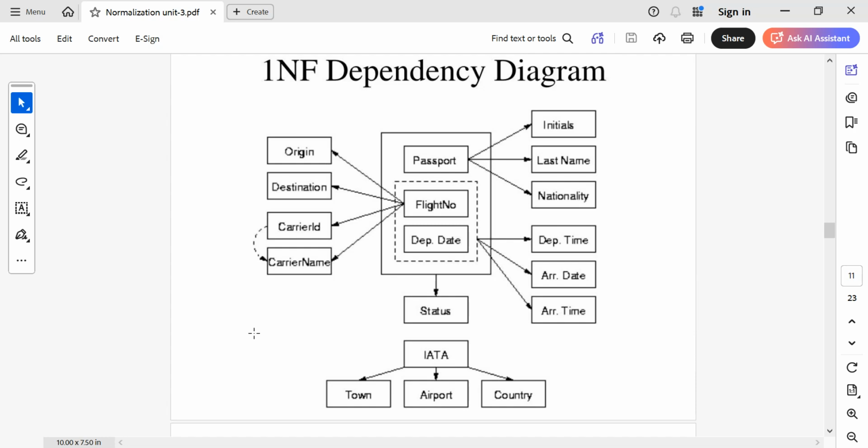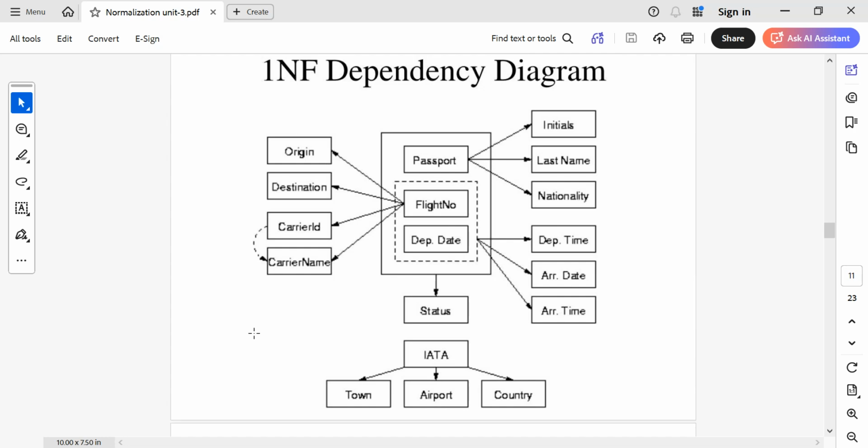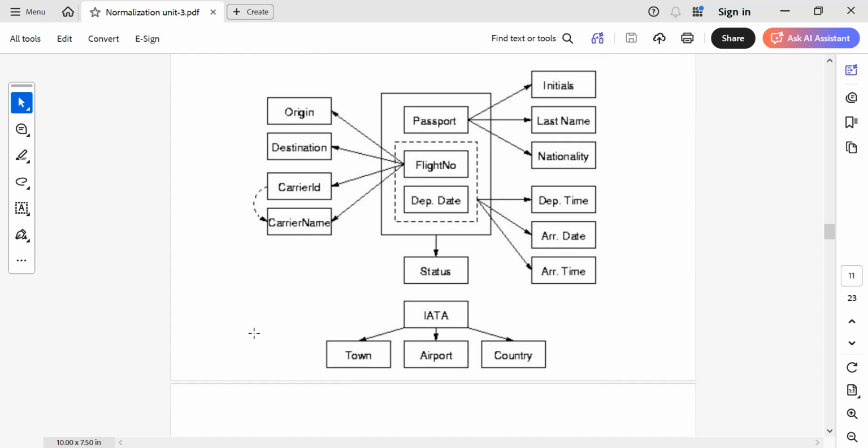Here carrier ID is a key attribute, carrier name is a non-key attribute. So carrier name is fully functionally dependent on carrier ID. This is how the attributes are dependent on other attributes. It is one sample diagram, right?